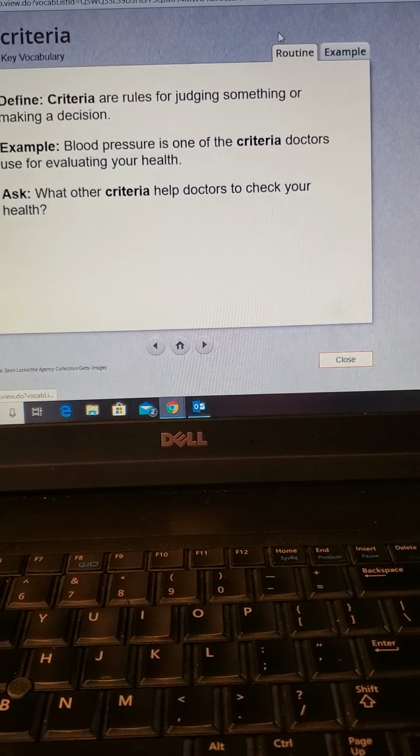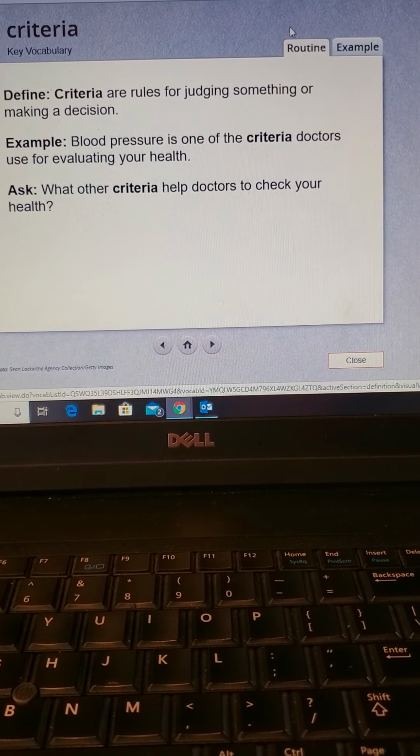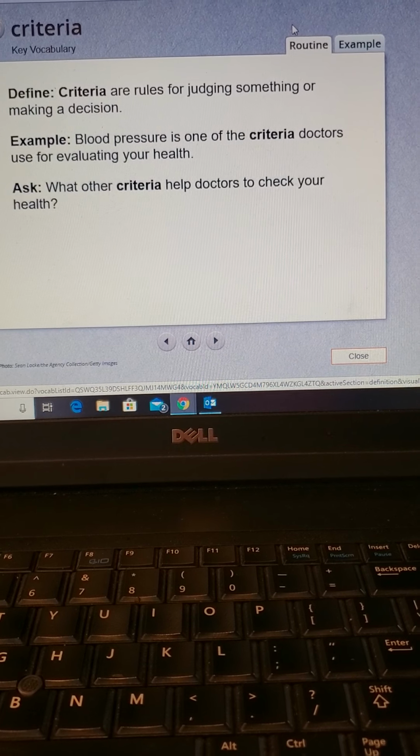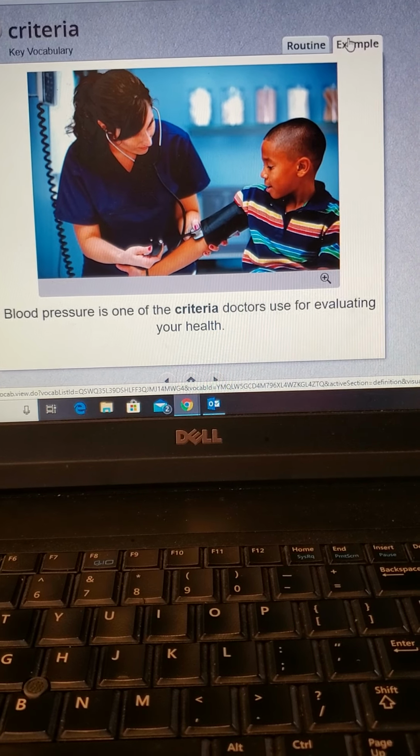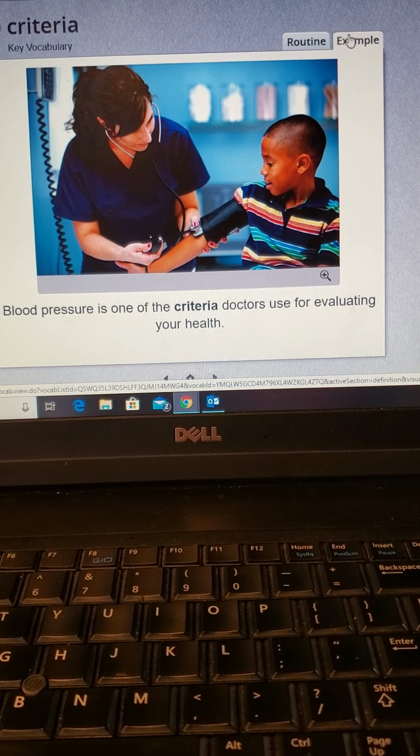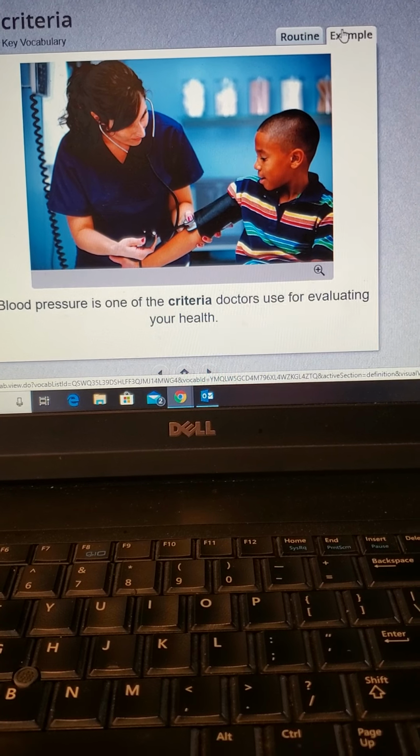Next word, criteria. Criteria are rules for judging something or making a decision. Blood pressure is one of the criteria doctors use for evaluating your health.